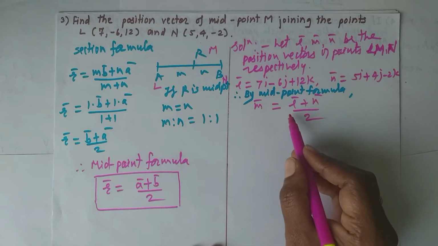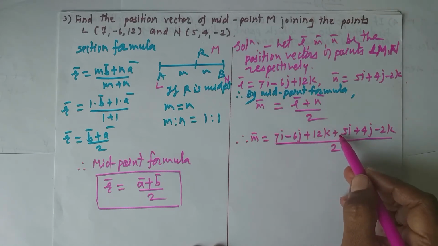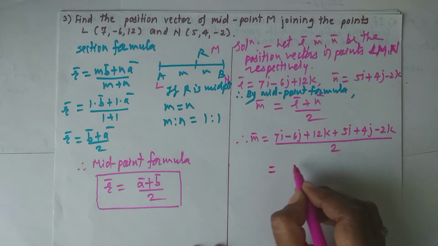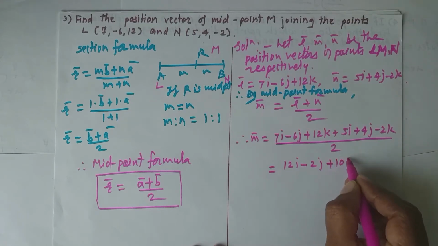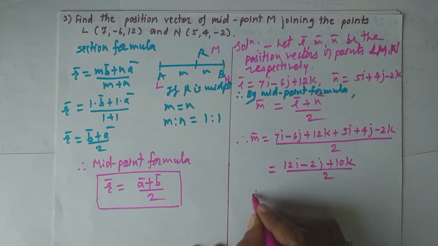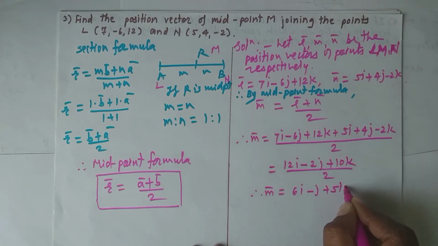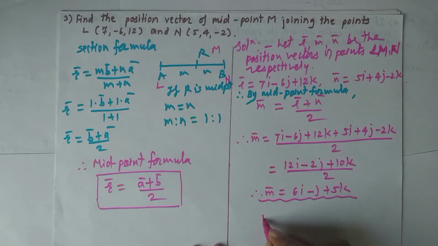Then you put the values of L bar and N bar here. Then M bar will be (7i minus 6j plus 12k plus 5i plus 4j minus 2k) divided by 2. Taking the terms of i together, this will be (12i minus 2j plus 10k) divided by 2. Therefore, M bar will be 6i minus j plus 5k. This is the position vector of midpoint M joining the points L and N. Then the coordinates of M will be (6, -1, 5).